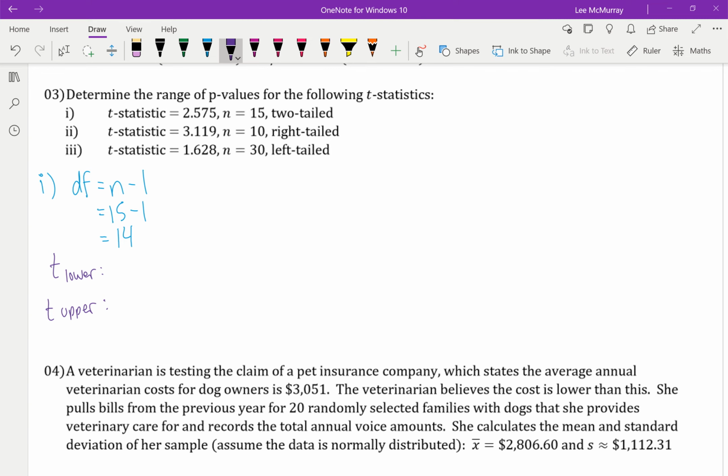So T lower we determined was 2.145, okay, and upper was 2.625. Okay, so what we want to do now is figure out what alpha is, because in this case we have a two-tailed test, so we've got to figure out what alpha is for each of those values.